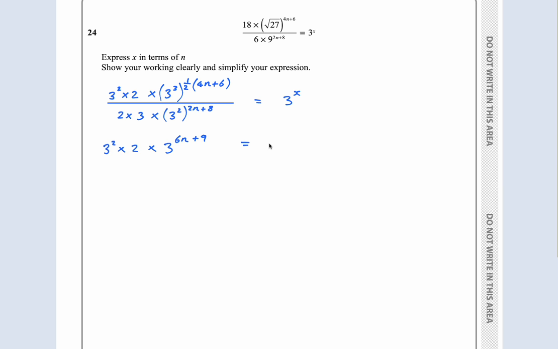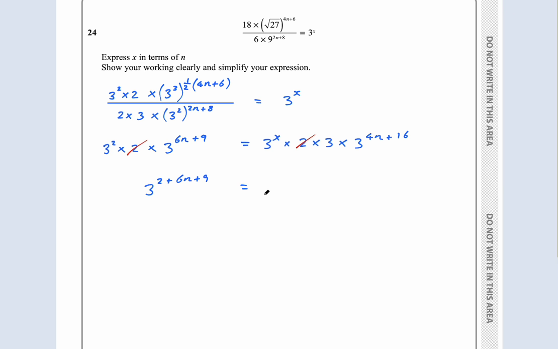This is equal to 3 to the power of x, and I'm going to multiply across by this. So it's 3 to the power of x times 2 times 3 times 3 to the power of, multiply the powers, 4n plus 16. Okay, now I can divide both sides by 2. So the 2's are gone, which is nice. And then let's just get all these powers together. So this is 3 to the power of, I add the powers when I multiply two numbers with the same base. So this is going to be 2 plus 6n plus 9.